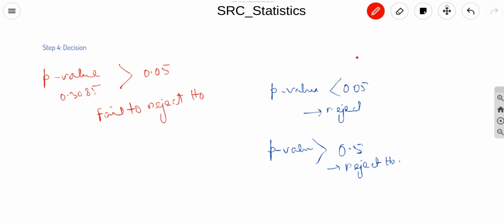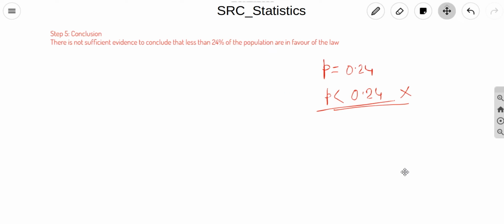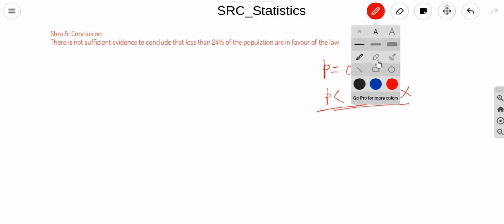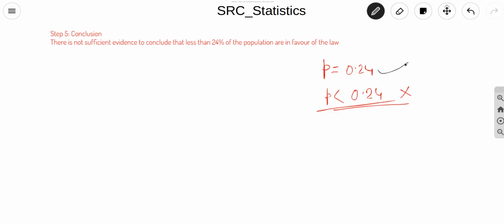Then we go to the conclusion. Since we have failed to reject the null hypothesis that p equal to 0.24, we cannot support the alternative hypothesis HA, that is p less than 0.24. Therefore, the conclusion is there is not sufficient evidence to conclude that p is less than 0.24, that is, less than 24% of the population are in favor of the law.